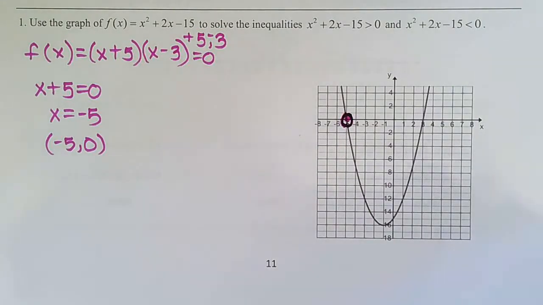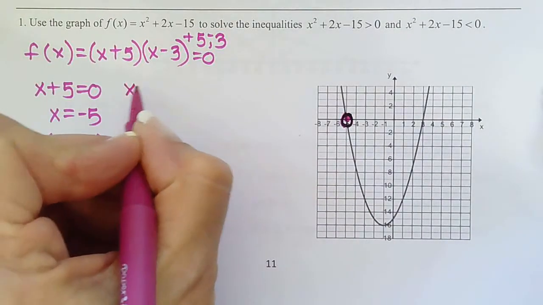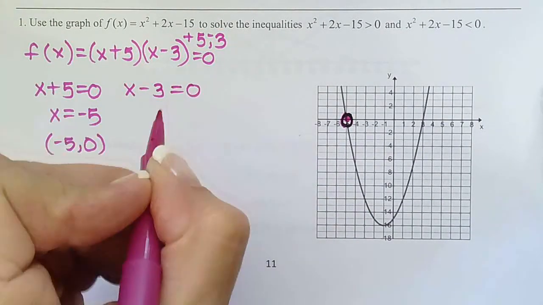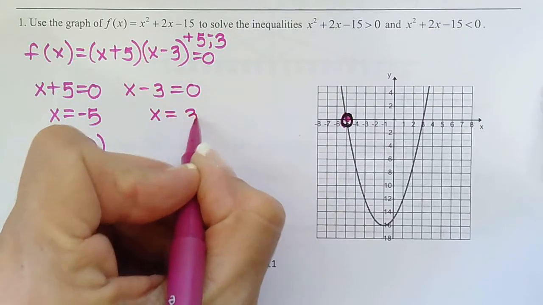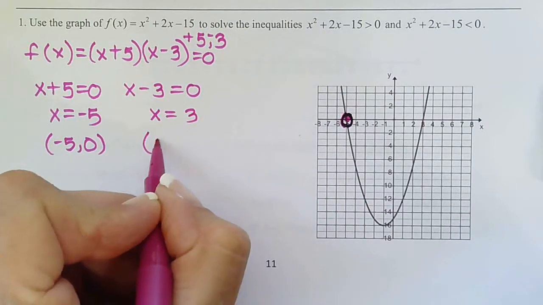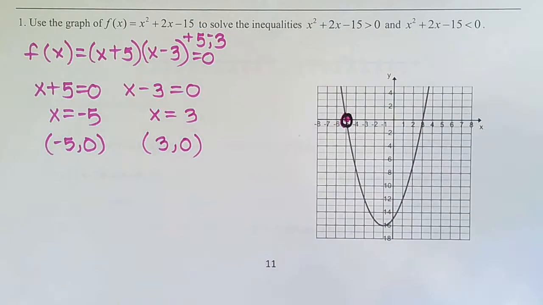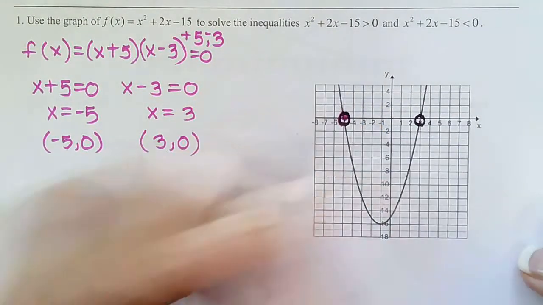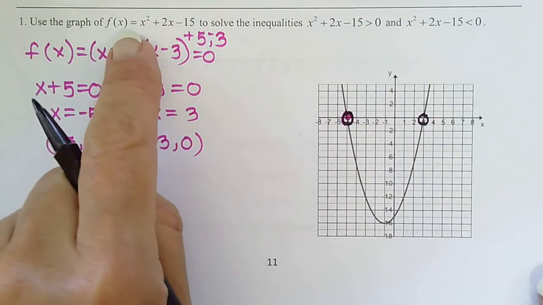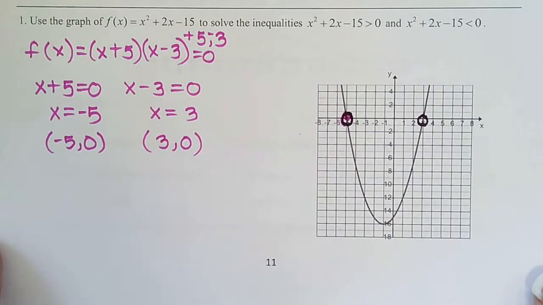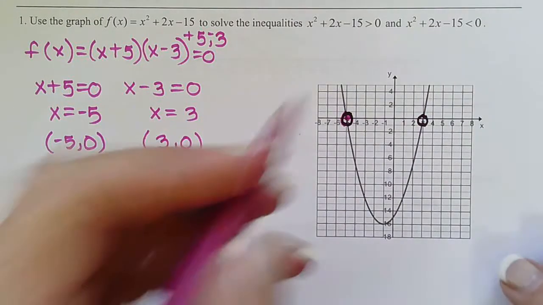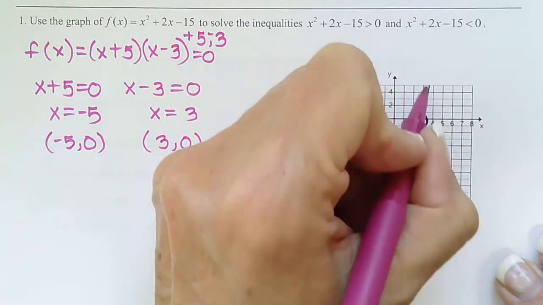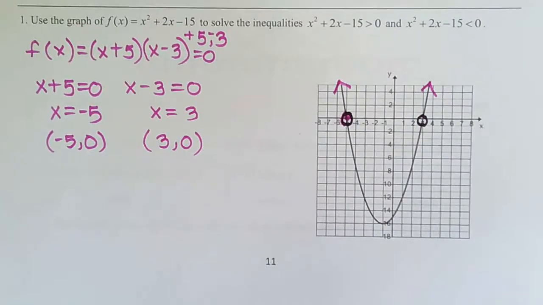And then if you take the second one and set it equal to 0, x minus 3 equals 0, you get x equals 3 when you add 3 to both sides. So that makes that x-intercept (3, 0). And we know the parabola cups up because the leading coefficient's positive. So some of them you're going to have to graph. Some of them they will already graph on our test. You have to graph them yourself. So that's why I went over that step.